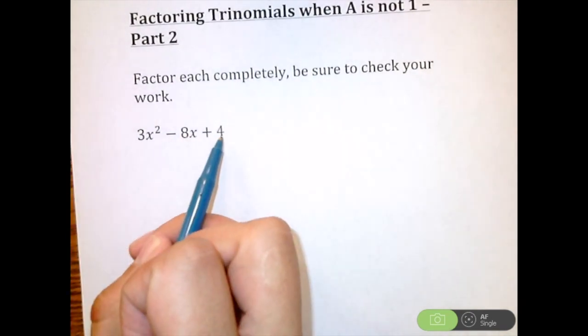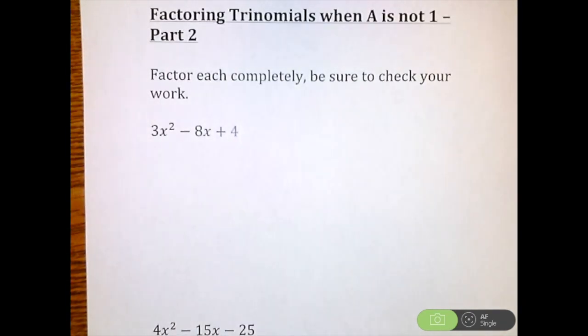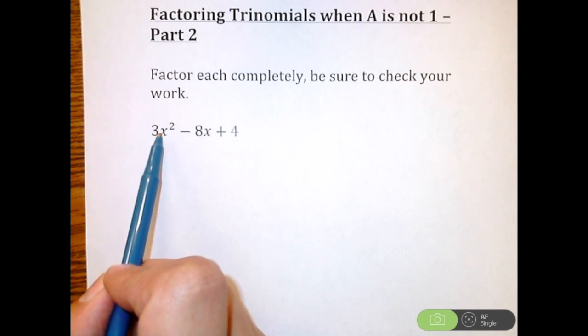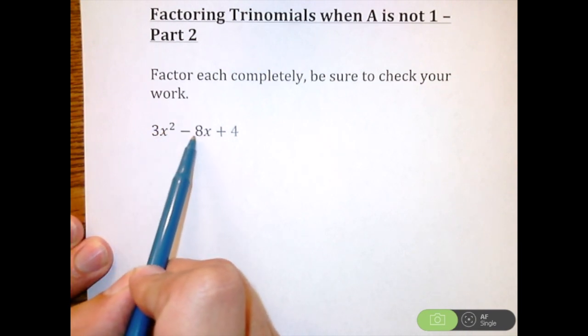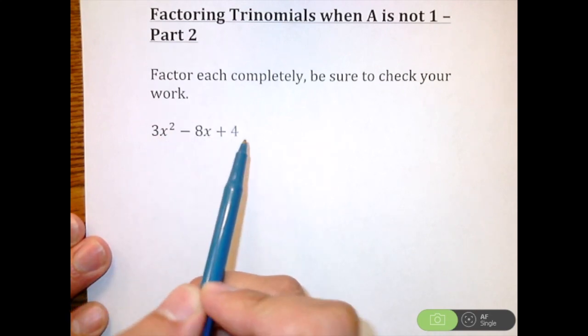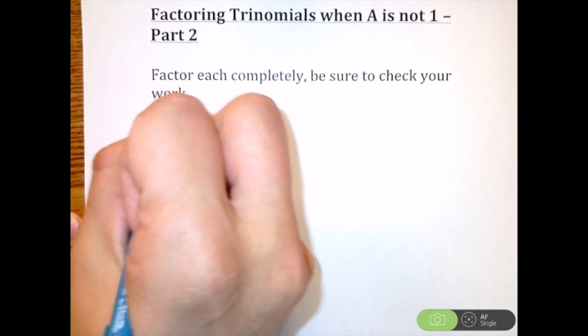So again, you always want to check. We're going to factor completely. We're going to be sure to check our work. You want to first make sure there is no GCF present, so 3x squared minus 8x plus 4. Look at the 3, it cannot be divided into any of them, so we're going to have to go to the box method.